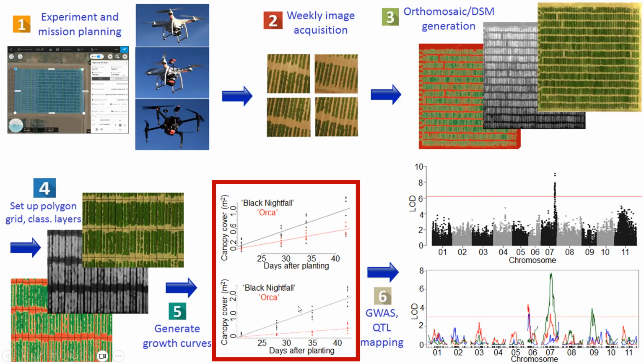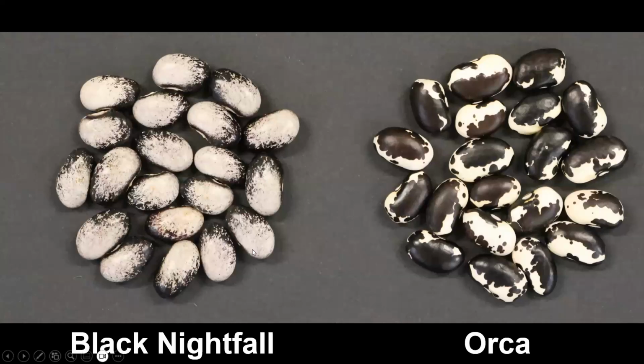I mean, it's really pretty astounding. So what do those two types look like? Well, here they are, Black Nightfall and Orca, and you can see that they have contrasting color patterns. And so I developed a population by hybridizing these and developing a few hundred recombinant inbred lines.